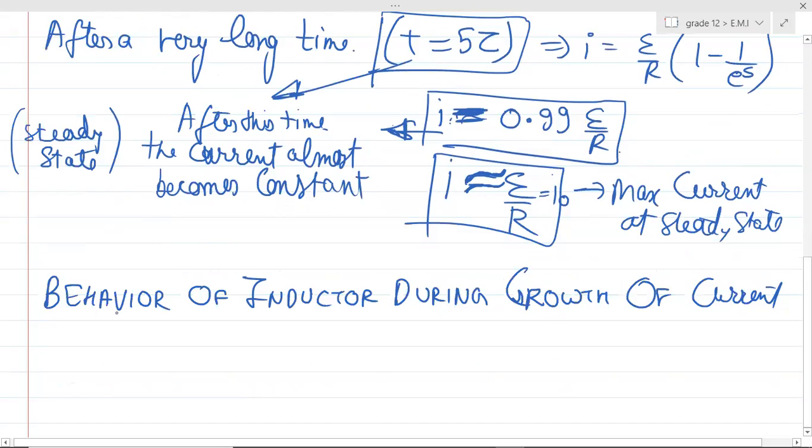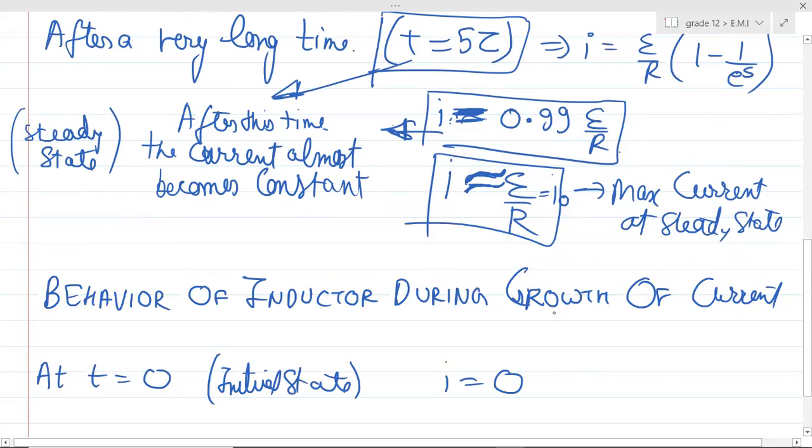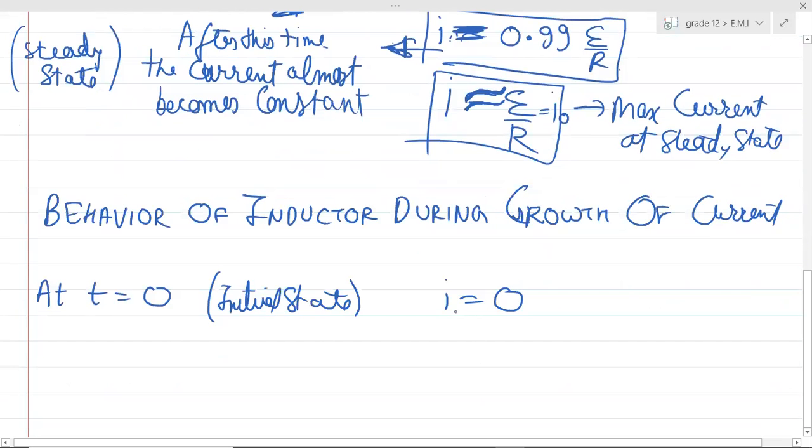Acha. At t equals to 0, I told you na, at t equals to 0, what was happening? Initial state, the current was 0 in the circuit. Yes or no? But it was tending to grow maximum. So basically, at t equals to 0, if the current is 0, that implies that inductor is resisting the maximum. Here, do you remember this particular thing? At t equals to this thing we already discussed, I think.